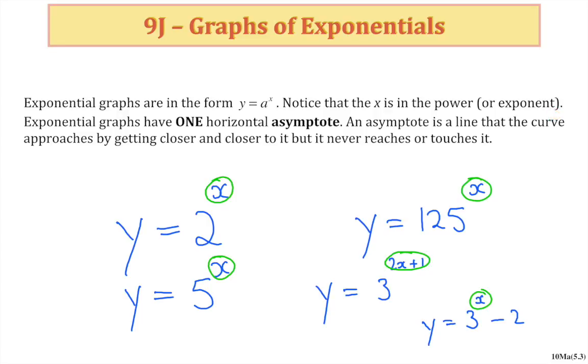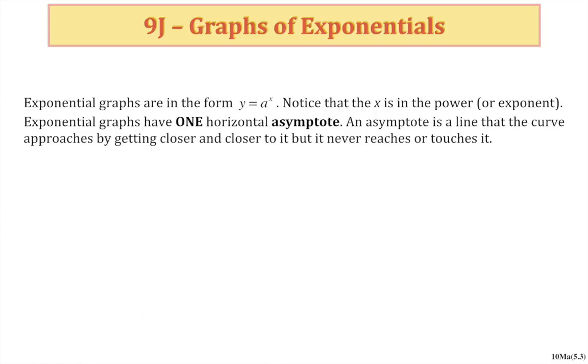Now, exponential graphs will always have a horizontal asymptote, and you need to mark the asymptote onto the diagram when you draw it. Now, an asymptote is a line that the curve gets close to, but it will never ever reach it or touch it. So I'm going to show you what an exponential graph looks like. We'll graph one in a moment, but this is what exponential graphs typically will look like.